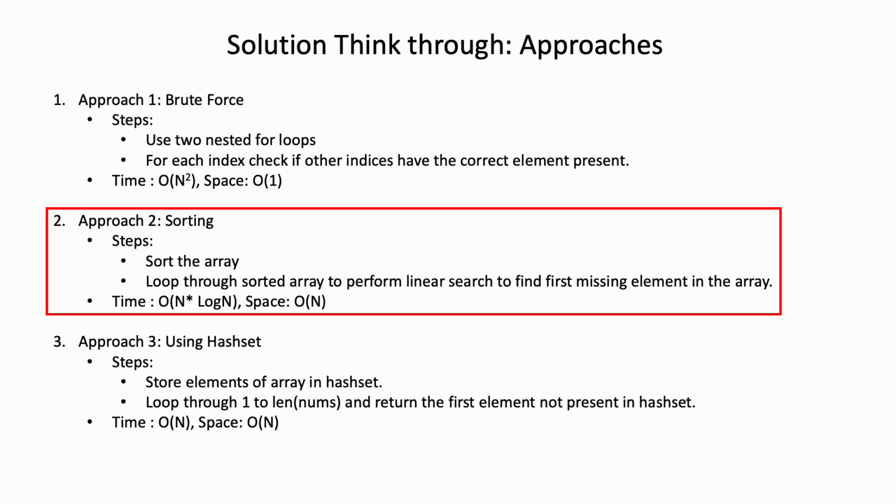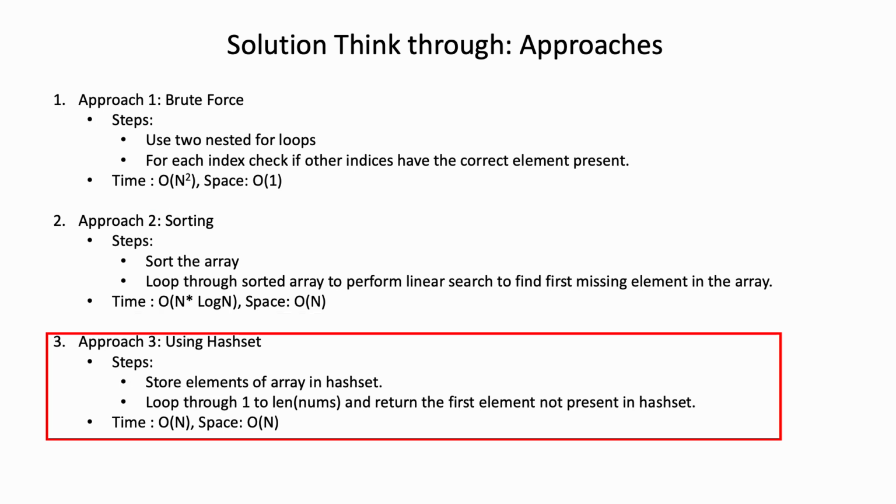The second approach would be by using sorting. We sort the array and loop through the sorted array to perform a linear search to find the first missing element in the array. The time complexity is O(n log n) and space is O(n).